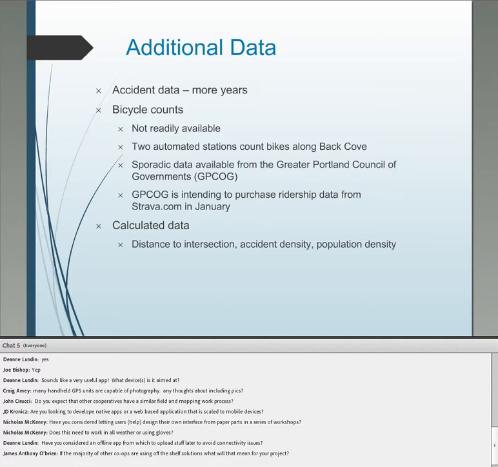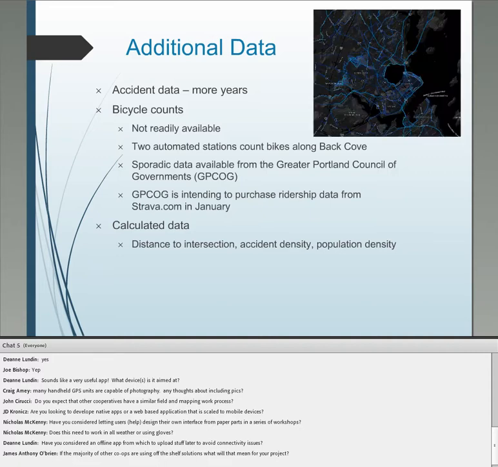The Greater Portland Council of Governments, which is one of the organizations I've talked to a few times during this project, they have some count data, but it's very sporadic. I'm still looking at that to see if it'll be useful. They're also planning on purchasing ridership data from Strava, which is an app similar to Map My Ride. It's an iPhone app, and people can track where they start and end, and they have a lot of data available.